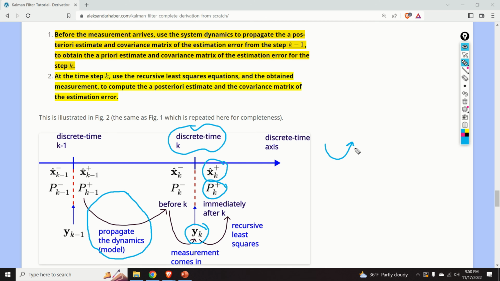Propagate, measure, recursive least squares. Then again, propagate, measure, recursive least squares. So these steps are repeated iteratively.